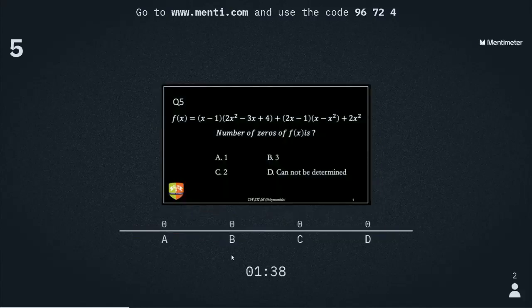Be careful with your calculations. You have to only find number of zeros. You know what a zero is. Zero of a polynomial is that value which reduces the polynomial to zero. That value of the variable which reduces the value of the polynomial to zero is called zero of the polynomial, sorry.